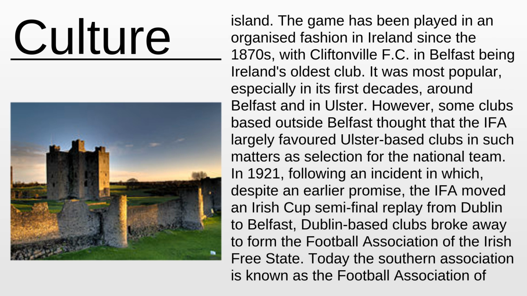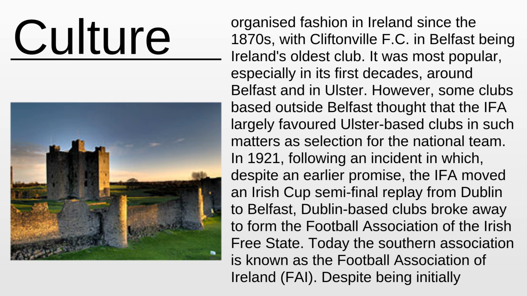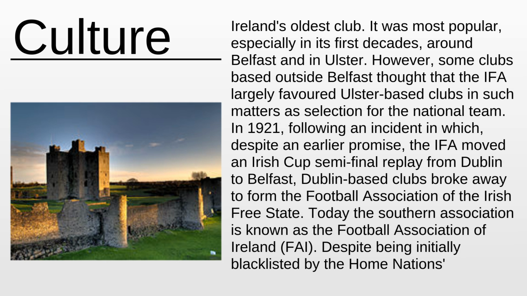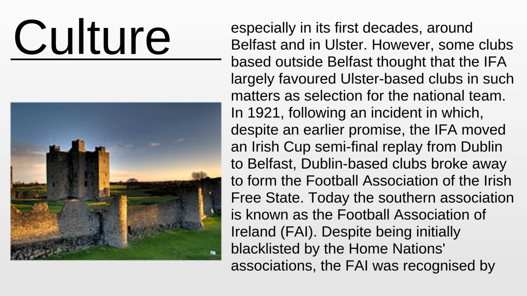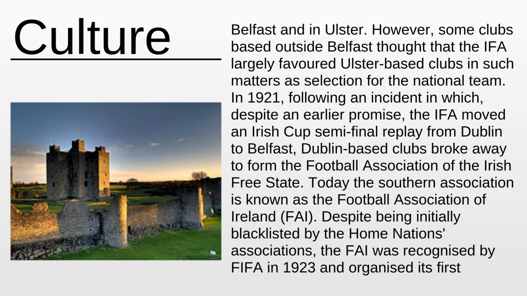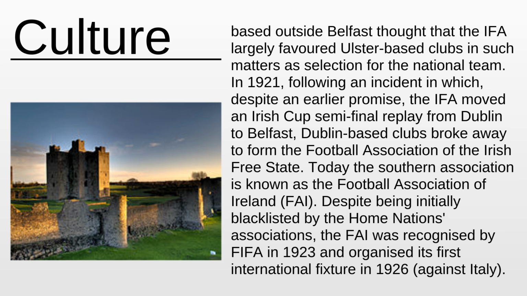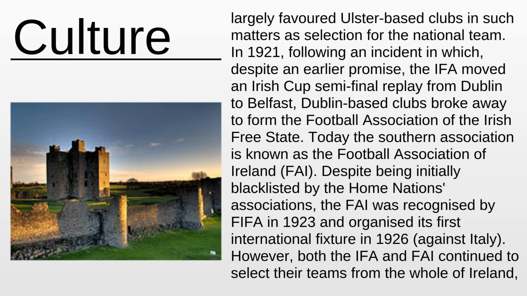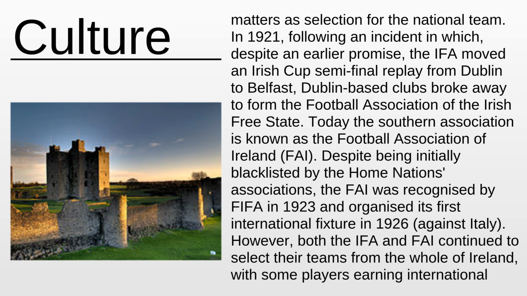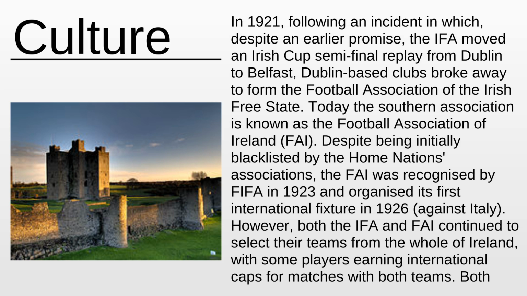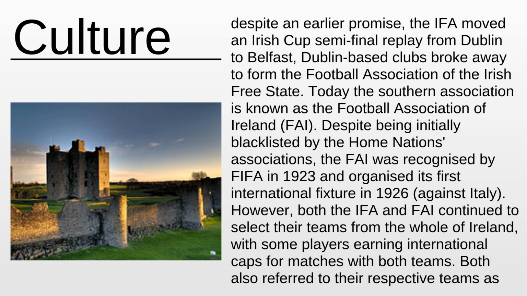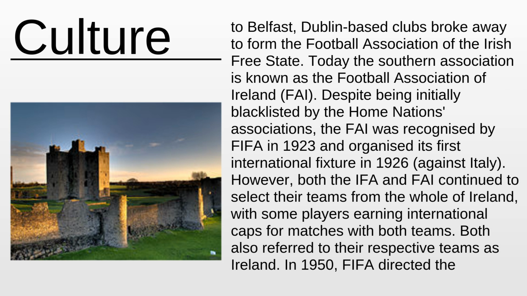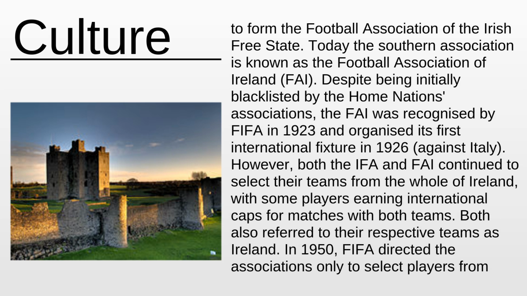In 1921, following an incident in which, despite an earlier promise, the IFA moved an Irish Cup semi-final replay from Dublin to Belfast, Dublin-based clubs broke away to form the Football Association of the Irish Free State. Today the Southern Association is known as the Football Association of Ireland, FAI. Despite being initially blacklisted by the home nations associations, the FAI was recognized by FIFA in 1923 and organized its first international fixture in 1926, against Italy.